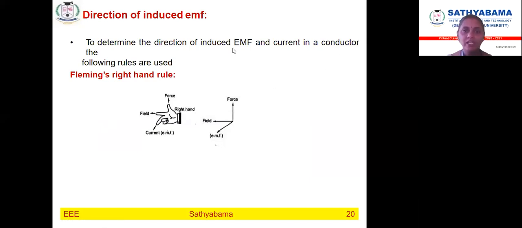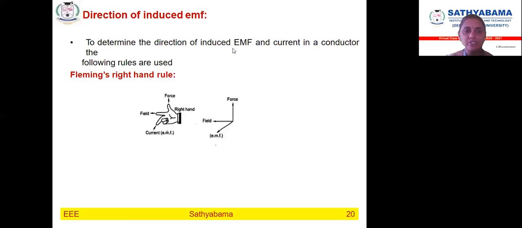Fleming's right hand rule. I've given the picture also. Can any one of you tell me? The first point: stretch your forefinger, middle finger and thumb of your right hand such that they are perpendicular to each other. Next, what does the forefinger give?